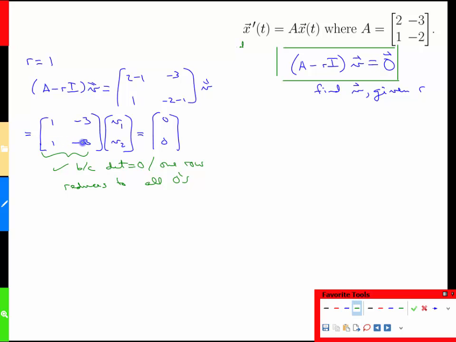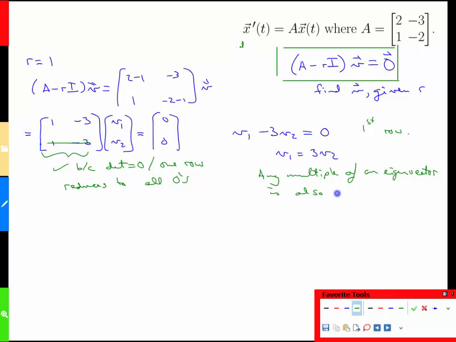The fact that the second row is basically redundant means we can just focus on this first row, and it tells us that if we expand it out, v1 minus 3v2 equals 0. That's our first row there, expanded. 1 times v1, negative 3 times v2. Another way to write that is v1 equals 3v2. And an important note here is that any multiple of an eigenvector is still an eigenvector. You're not going to get a unique answer to this.